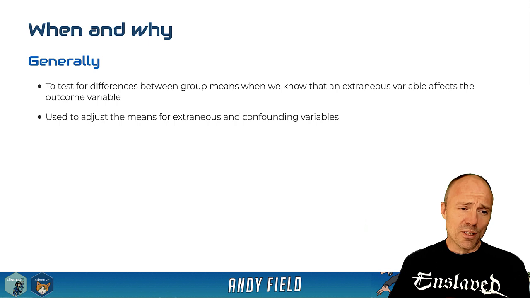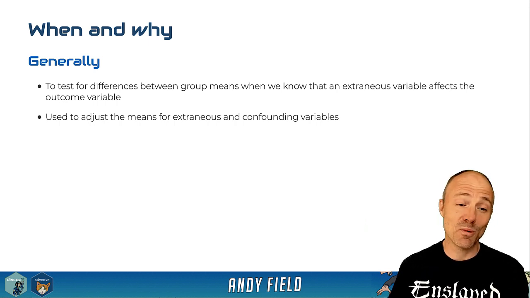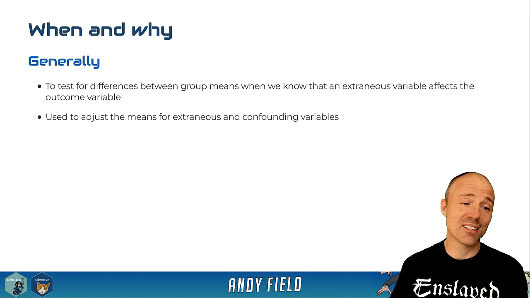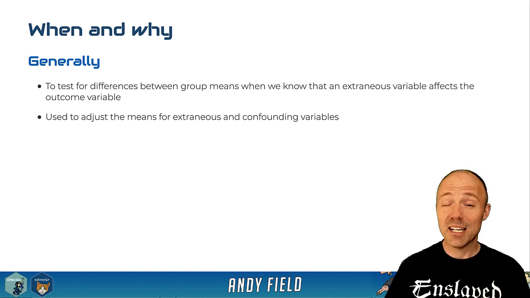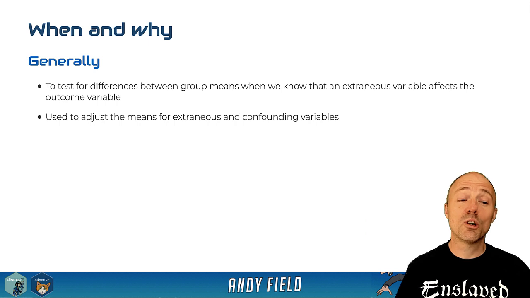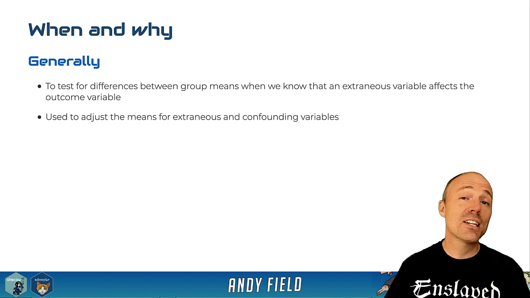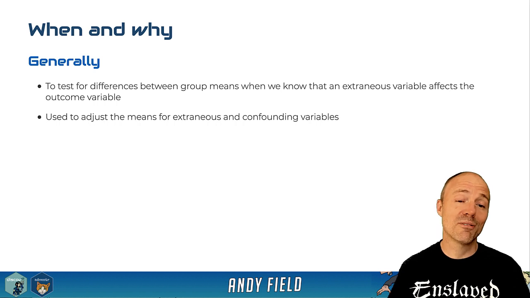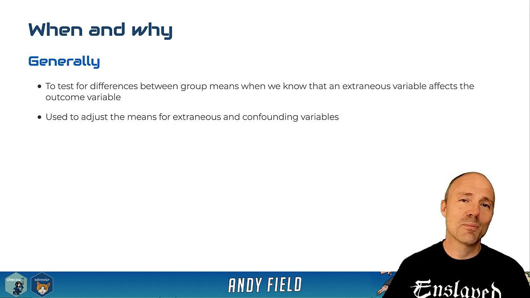And there's also a sort of experimental research context in which you would do this kind of research design. So this is where you would systematically manipulate groups of people to see the effect of an independent variable on an outcome, but you want to control for or adjust for extraneous or confounding variables. So you measure something else that you know will affect the outcome, and you adjust for it when you look at your experimental manipulation.